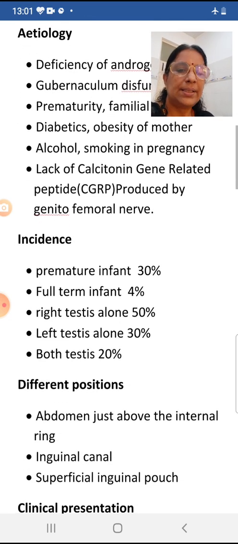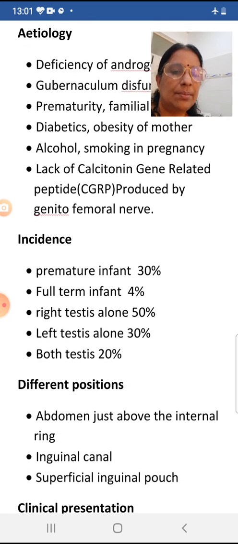Then what is the incidence of cryptorchidism? If it is a premature infant, there is a 30% chance of this defect occurring. In full term infants, 4% also show cryptorchidism. Normally in 50% the right side testis is affected, in 30% of cases the left testis alone is undescended, and both testes in 20% of the cases.